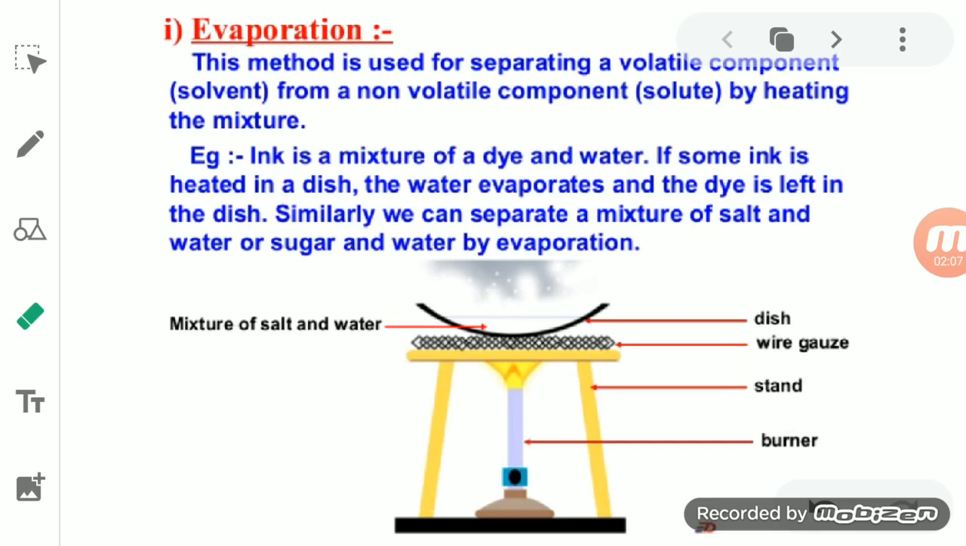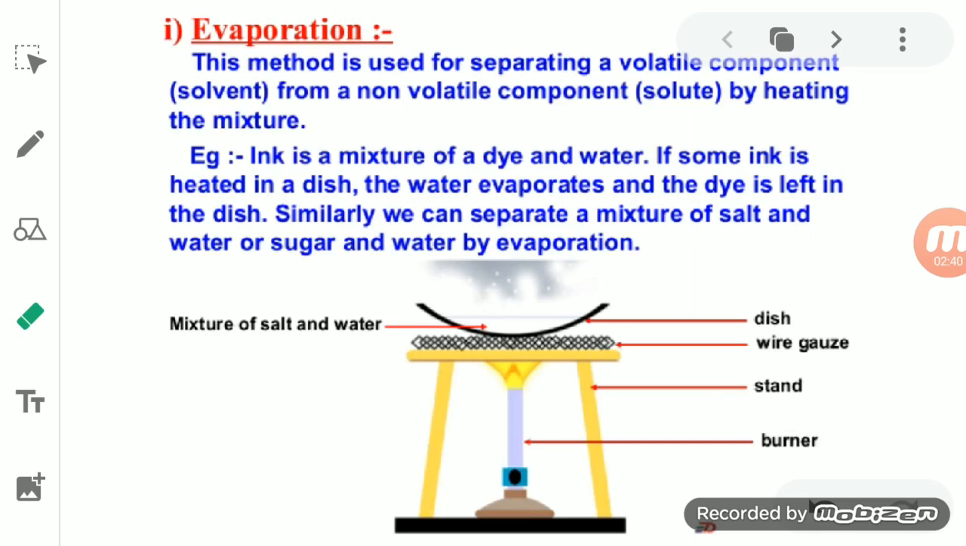So by this we can separate the solid and the liquid from each other. Now we will start with the next one, and that is evaporation. When we talk about evaporation, I think you all know that when we give heat to a liquid substance, or to water, it gets converted into water vapor, and this process is known as evaporation.